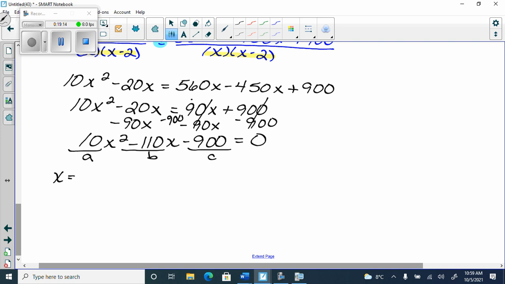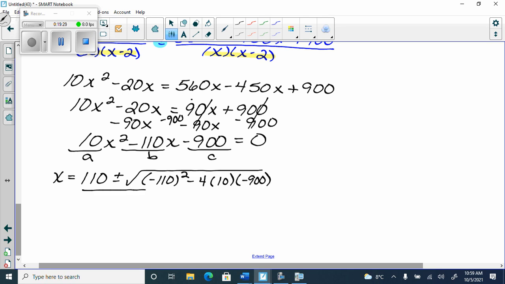So it's going to be x equals negative b plus or minus the square root of b squared minus 4ac, all over 2a. So it's actually going to be 110 plus or minus negative 110 squared minus 4 times a, which is 10, times c, which is negative 900, all over 2 times 10, 2 times a. So x equals 110 plus or minus 110 squared plus 4 times 10 times 900. So 110 plus or minus 48,100.